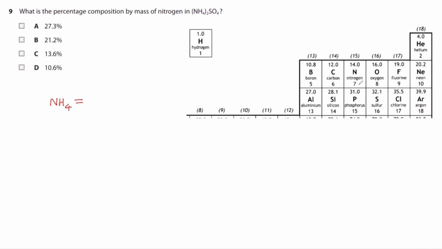Nitrogen is 14. Yes, here the molar weight is 14. Hydrogen is 1. Okay, there are 4 of them. 14 plus 4 of hydrogen is 18. Why did I do this one? When I see a bracket in a formula, I always solve the bracket first. So then we have NH4 is 18.